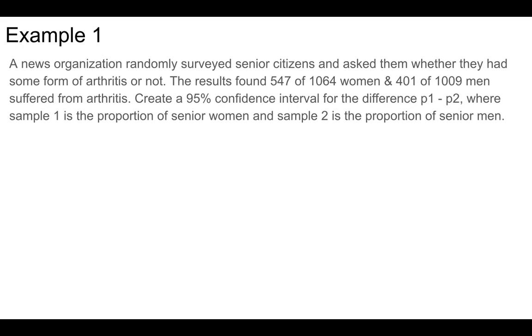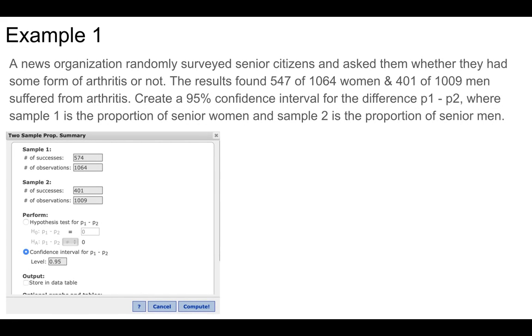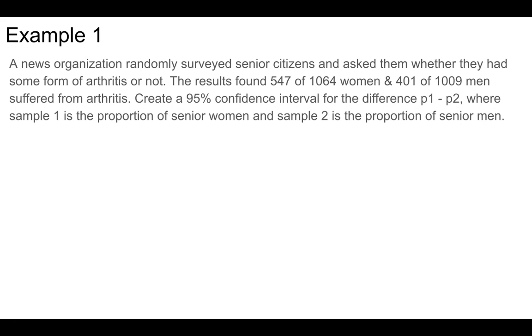Here's our first example. A news organization randomly surveyed senior citizens and asked them whether they had some form of arthritis or not. The results found 547 of 1,064 women and 401 of 1,009 men suffered from arthritis. Create a 95% confidence interval for the difference P1 minus P2, where sample 1 is the proportion of senior women and sample 2 is the proportion of senior men. So again, this is a proportion, a percentage.